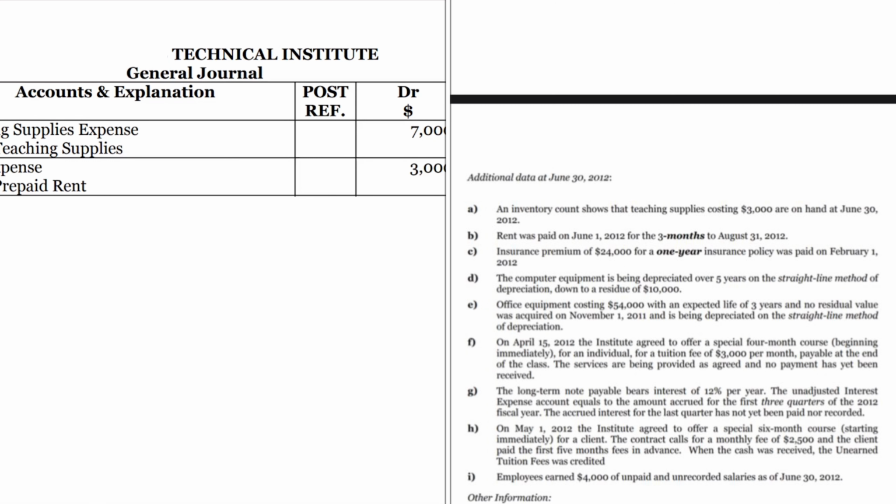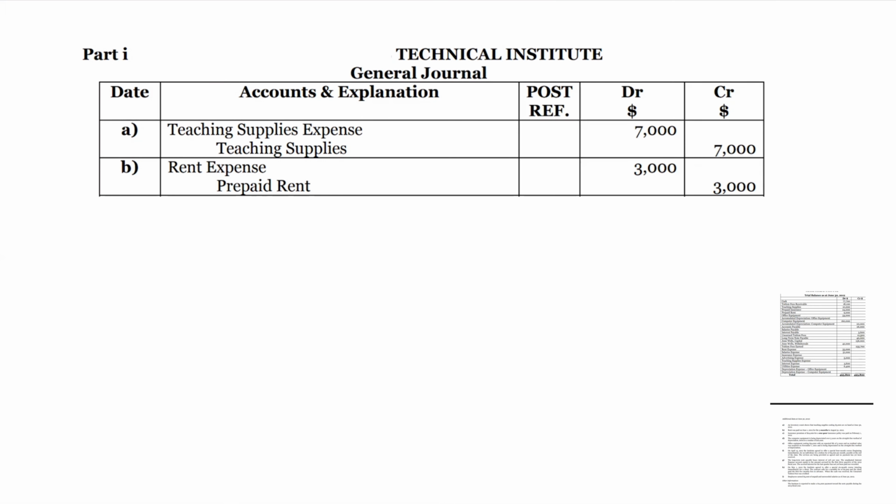Insurance premium of $24,000 for a 1-year insurance policy was paid on February 1, 2012. So similar to what we just did. And this is a more known one. We know you pay car insurance and all types of insurance beforehand, right? So on February 1, 2012, remember we have to pay close attention to dates. You paid $24,000 for a 1-year insurance plan.